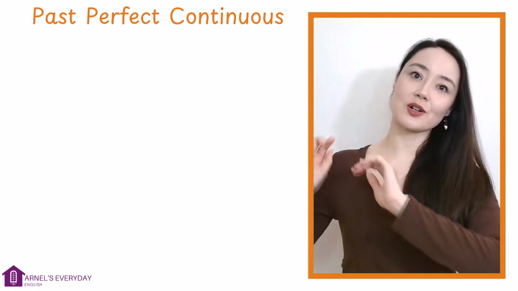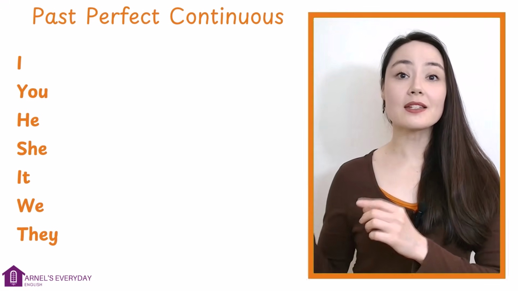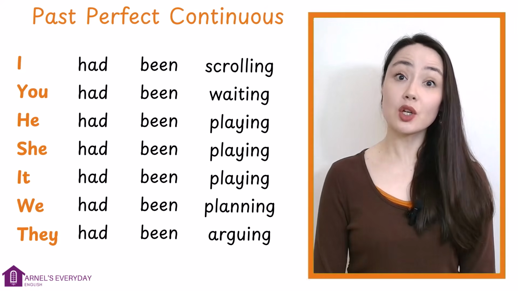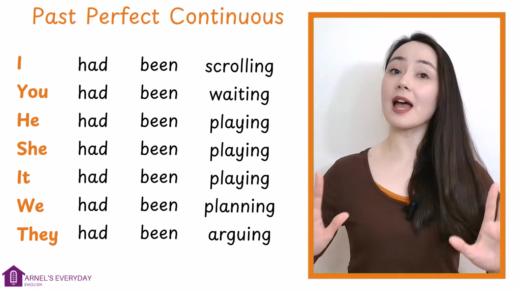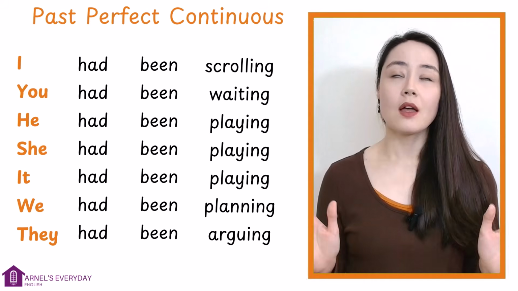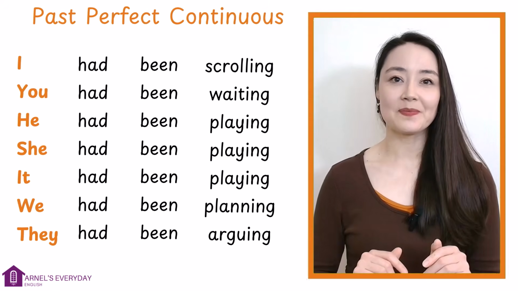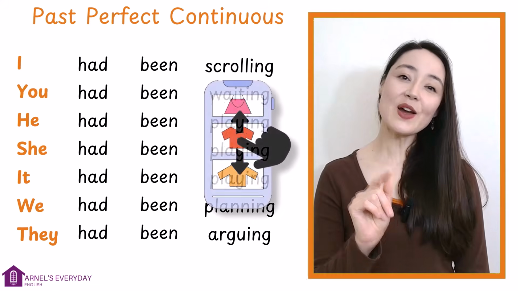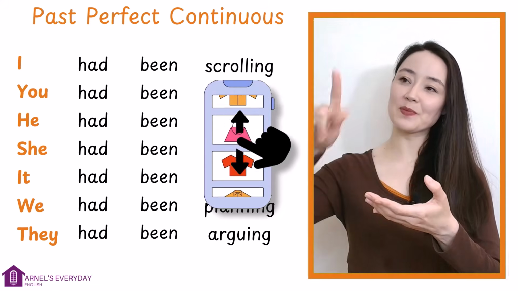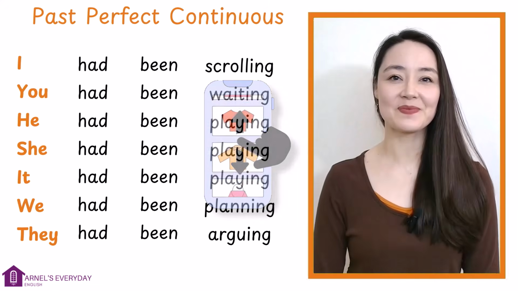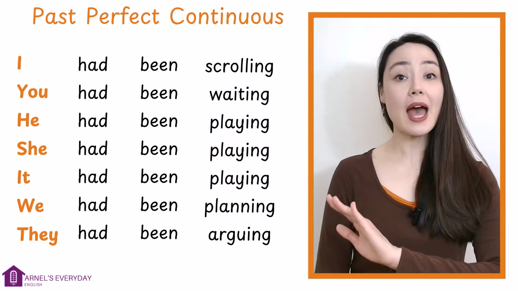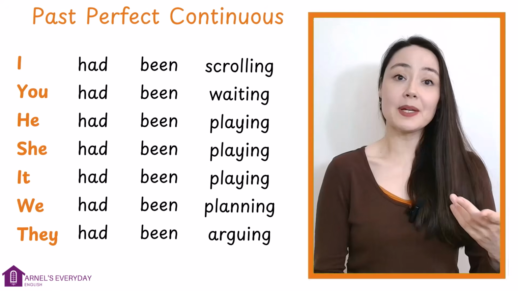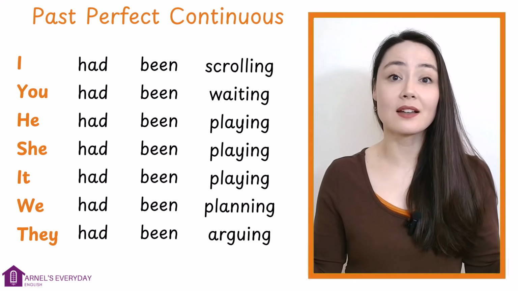Grammatical structure. Subject had been verb ing. The good news is that all subjects have the same form. That's easy. I had been scrolling. And you know, scrolling is when you look through your phone like that. You had been waiting. He, she, it had been playing.